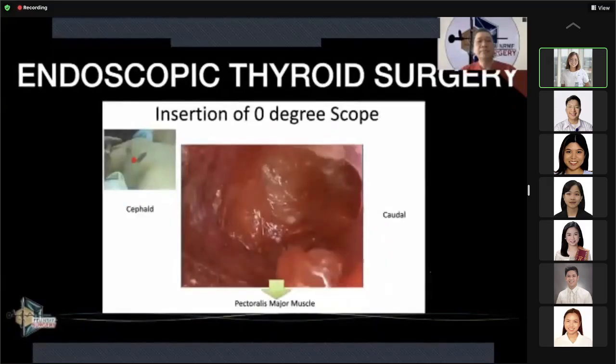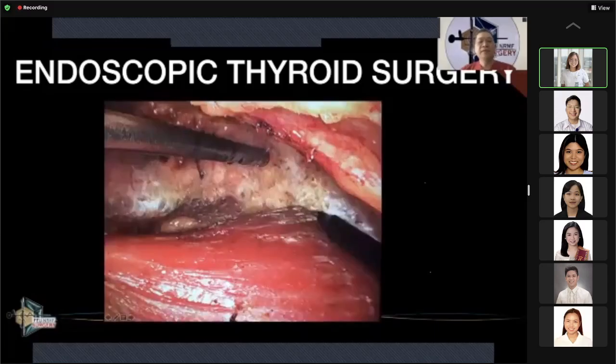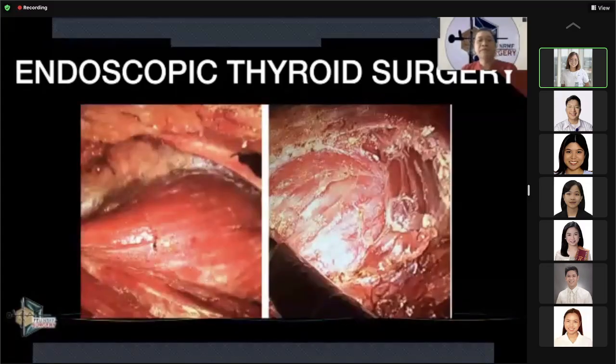You create a space, you separate the fats from the muscle. This is now the view outside. This is where you have created the space, and you can see the transillumination outside. This is the area now of the thyroid gland on the right. The muscle that you see is the sternocleidomastoid. So this is the gland. You can see the bulging of the gland there.